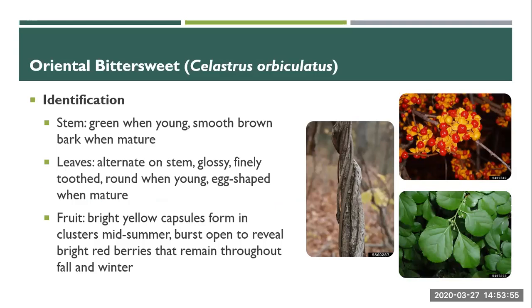The leaves are alternate on the stem. They are glossy, finely toothed, and are round when they're young, and then transform into more egg-shaped as they get older. In the midsummer, they have these bright yellow capsules that form in clusters, as you can see in the photo. And then those clusters burst open in the fall to reveal these red berries, which are then eaten by birds and spread the plant.